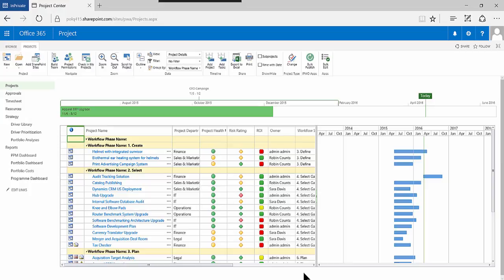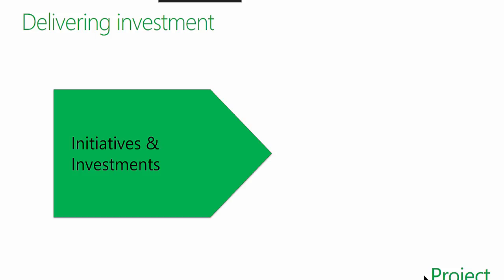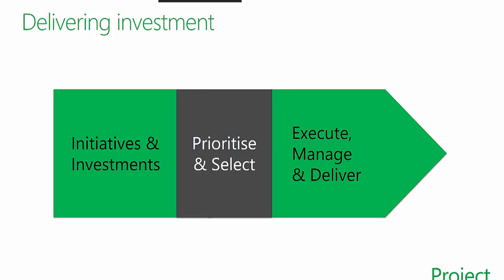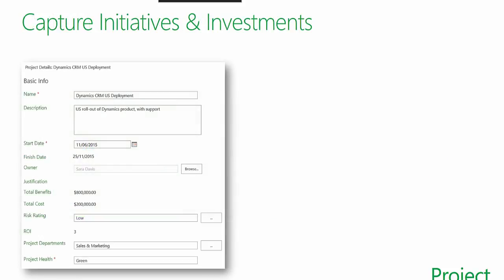So let's talk about the process briefly. In a typical organization, we're looking to deliver investments, initiatives, and we then want to execute on those and manage and deliver the projects and programs at the output of those, of course. In the middle, we want to prioritize and select. For a lot of organizations, they'll be using Excel or they'll be doing it in an ad hoc and unstructured manner. What we can do with Project Online is we can capture the required information about your project.